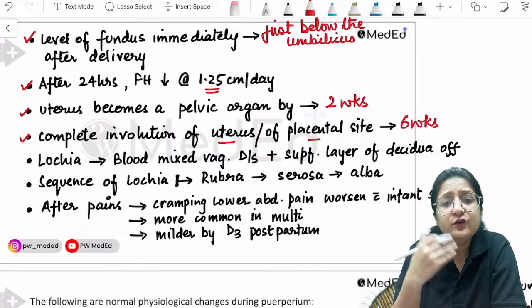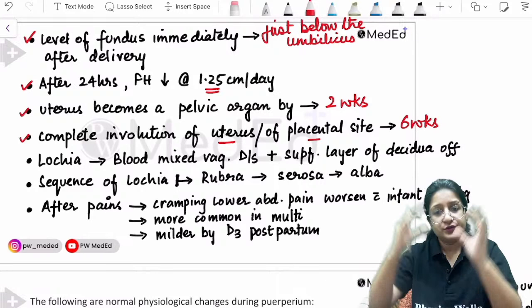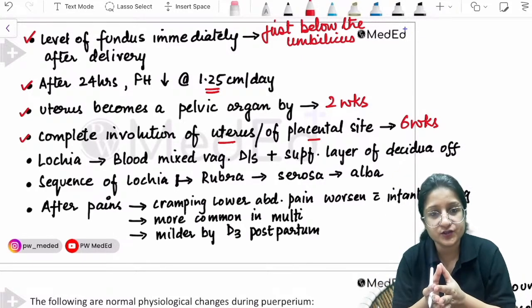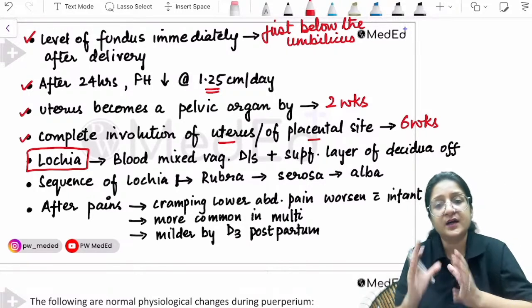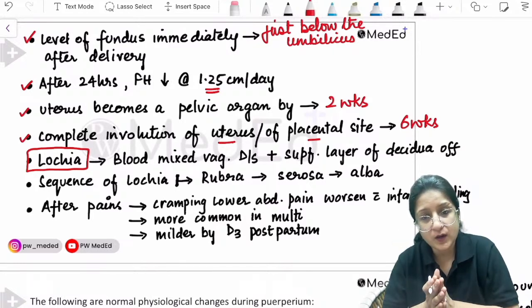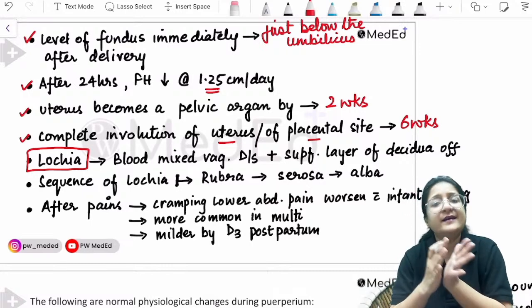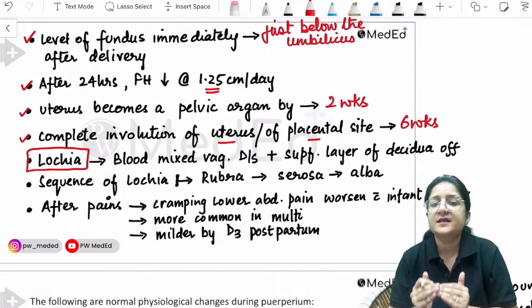Now, what happens during the involution of the uterus? The uterus is shrinking in size, and at the same time there is lochia discharge. What is this lochia? Lochia is blood mixed vaginal discharge. And there is the superficial layer of decidua which had remained behind. It is also being shed off, and this together makes up the lochia.